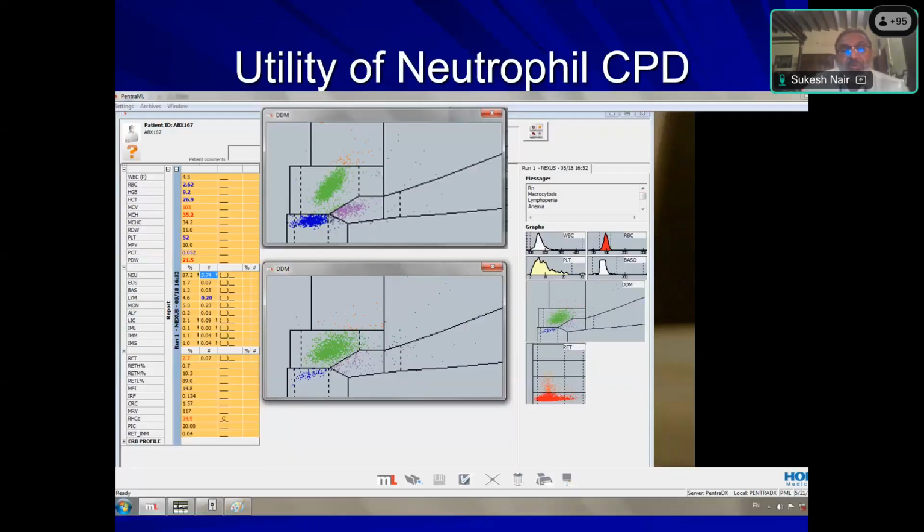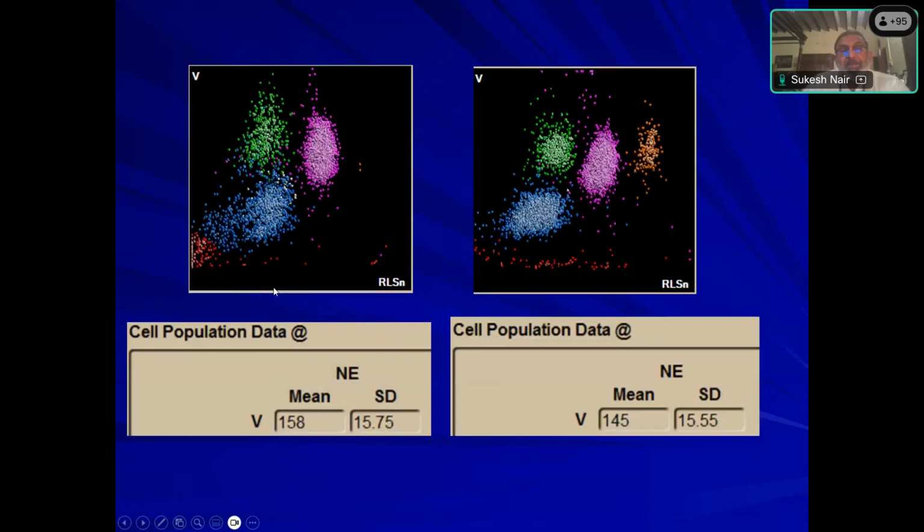So you can see here, the size of the neutrophil compared to normal. Here is a patient. You can see the size of the neutrophils is increased and the light loss, or the scatter, is decreased. So here I saw that the patient's neutrophil size was much higher compared to normal. So I called the consultant. I told him that the patient has got acute bacterial infection, sepsis.